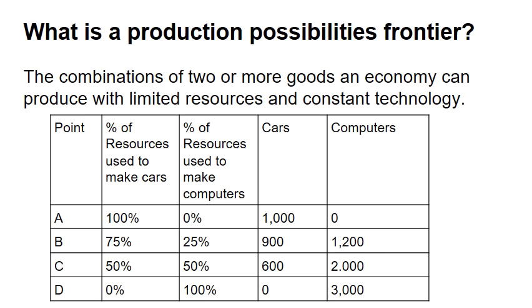Now, when the economy uses all of its resources to make cars, it can make 1,000 cars. But if it uses all its resources to make cars, that means there's no resources available to make computers, so the number of computers will be 0.